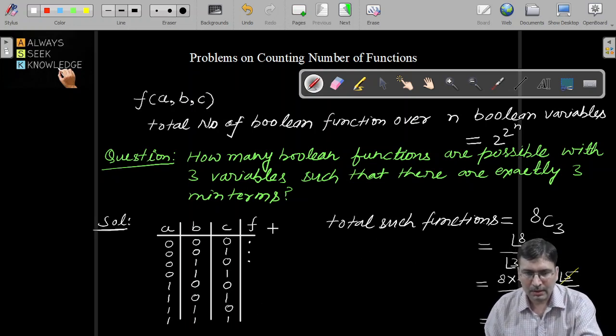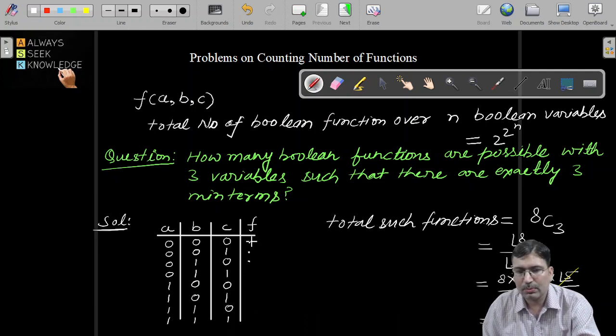right? So any such kind of question can be framed. Let's say 2 Boolean variables are given and find out the total count of such functions that have exactly 2 minterms, 3 minterms and so on. So I guess you will be able to solve such kind of questions, right?